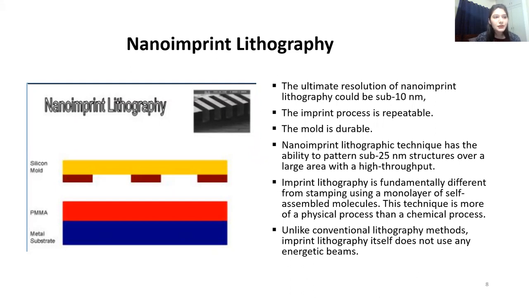Imprint lithography is fundamentally different from micro contact printing. To transfer a self-assembled monolayer of functional fluid onto the substrate, an elastomer stamp is needed, whereas in NIL it's different. Imprint lithography is more of a physical process than a chemical process. Unlike conventional lithographic methods, imprint lithography itself does not use any energetic beams. Therefore, nanoimprint lithography resolution is not limited by the effects of wave diffraction, scattering, and interference in a resist and backscattering from a substrate.